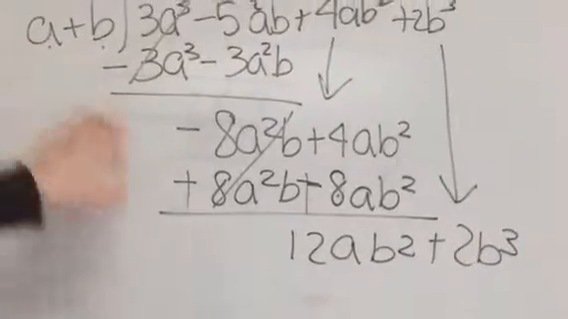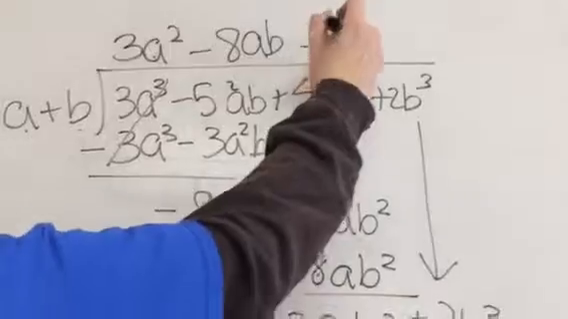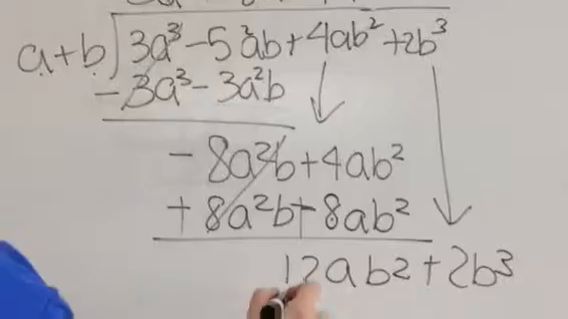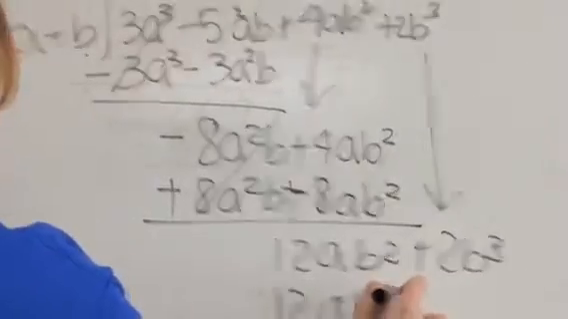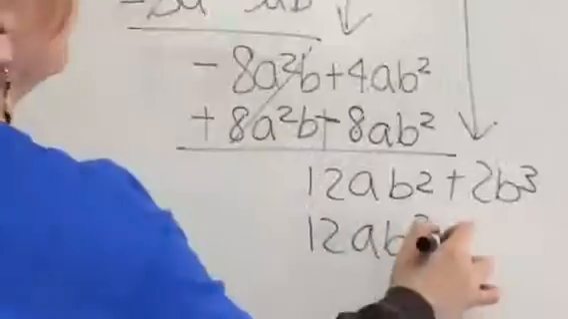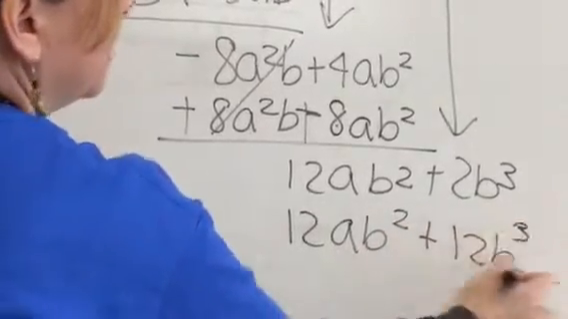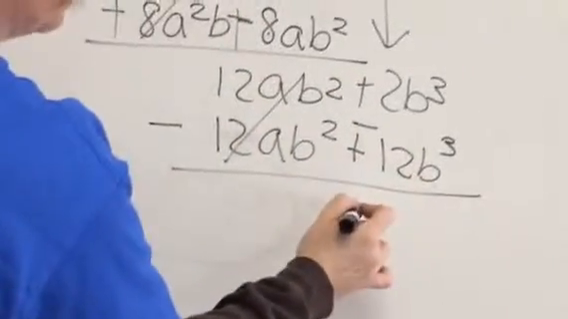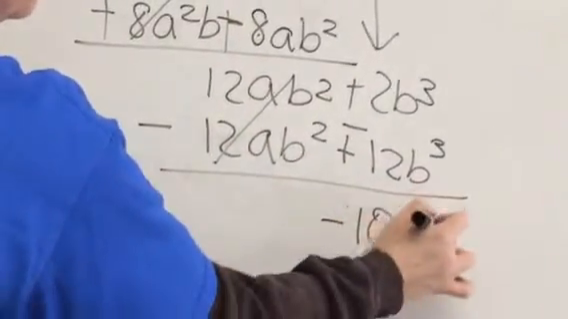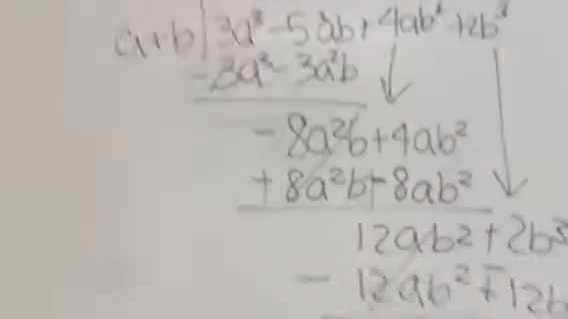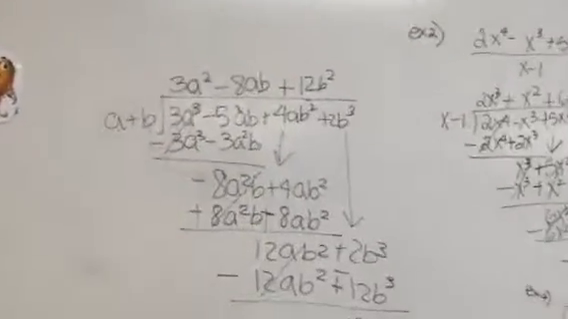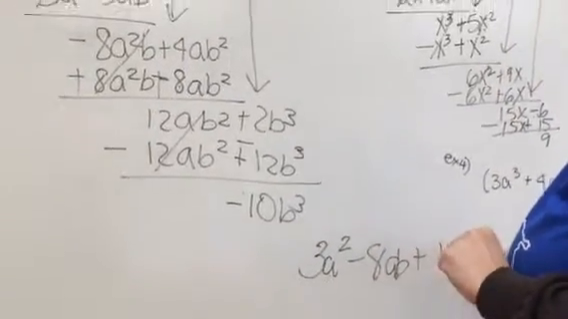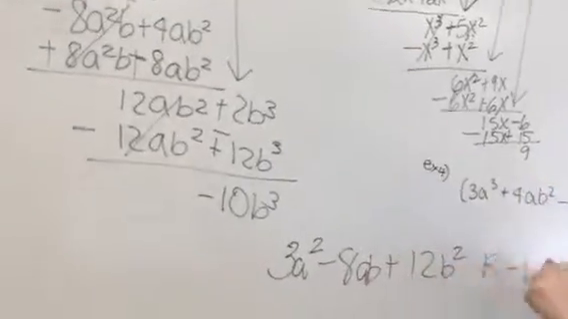Okay, how many times does a go into 12ab squared? So you're going to put 12b squared. 12b squared times a is 12ab squared. 12b squared times b is plus 12b cubed. Change the signs. That cancels. This is going to be negative 10b cubed. Let's see. That is correct. So my final answer is 3a squared minus 8ab plus 12b squared, remainder negative 10b cubed.